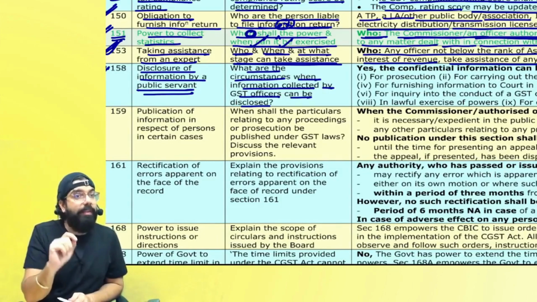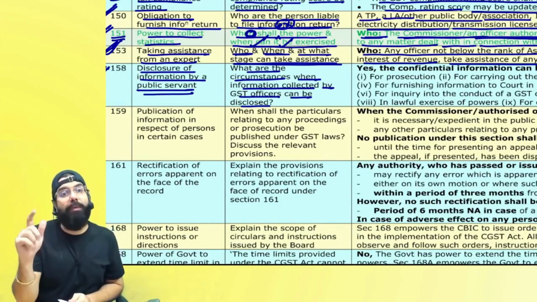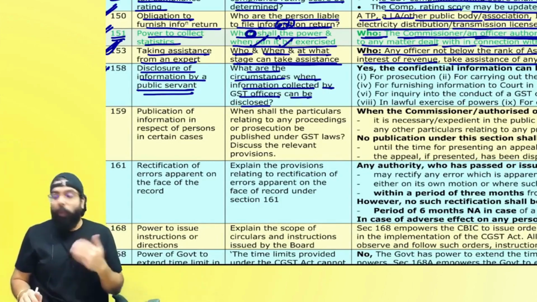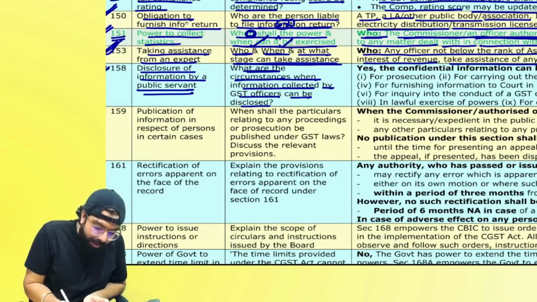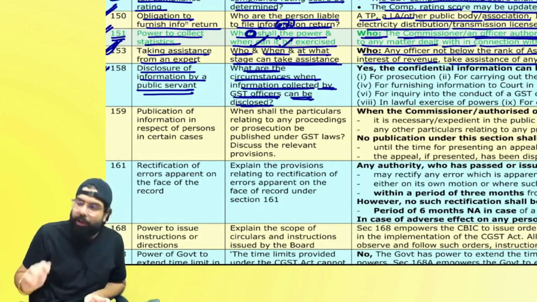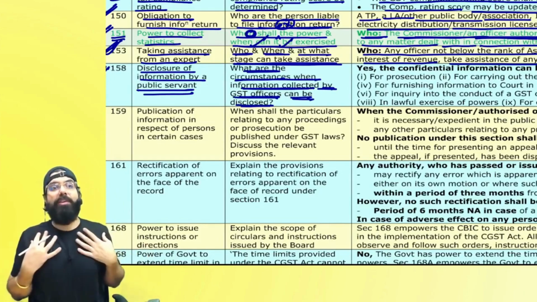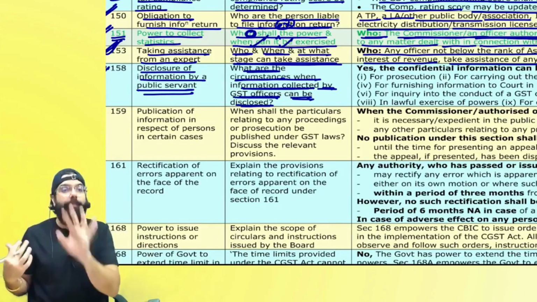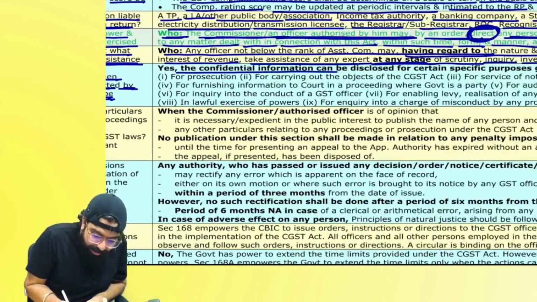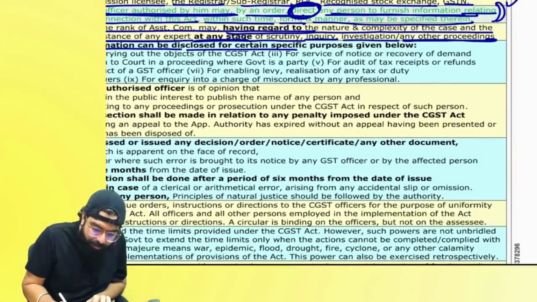Now, an officer can sometimes go ahead and disclose the information with respect to a person. What are the circumstances when the information collected by the GST officer can be disclosed? What are the cases when a GST officer can disclose your information? Number one, yes, the confidential information can be disclosed for certain purposes.